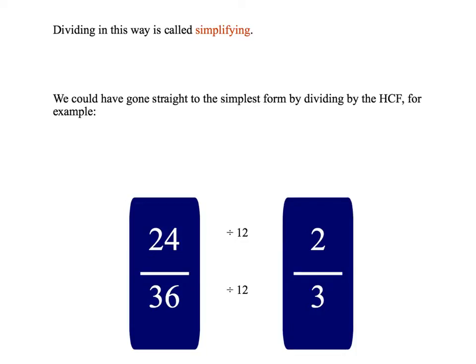So this is called simplifying, but to do it more quickly, we find the highest common factor, so the number that goes into both of these numbers that they have in common, then you get straight down to the simplest form. Okay, you don't have to do it this way, this is just the way with the least amount of steps.